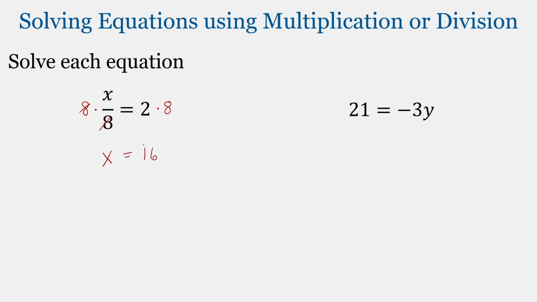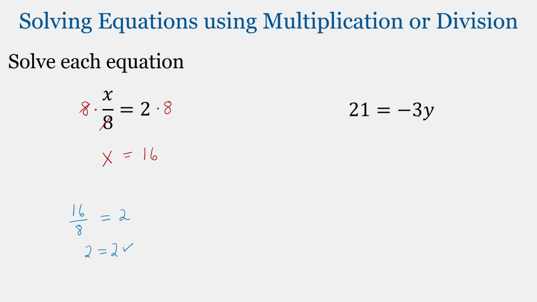Checking the answer, we're going to take that value for x and plug it back into the equation. So where there is an x, we'll put a 16. So we have 16 divided by 8 equal to 2. And then we'll simplify this left side down. 16 divided by 8 is 2. We get 2 equal to 2. That's a true statement.